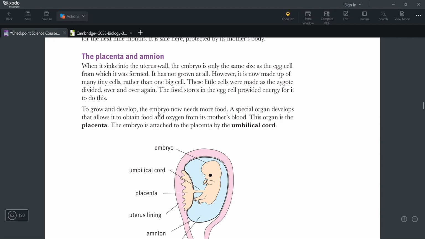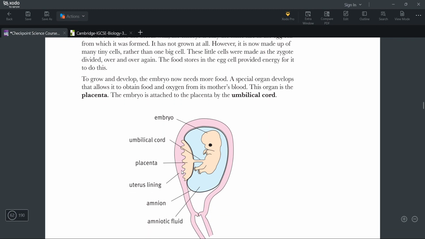To grow and develop, the embryo now needs more food. A special organ develops and allows it to obtain food and oxygen from its mother's blood. This organ is the placenta. You've got it over here. Okay, and that goes all over.